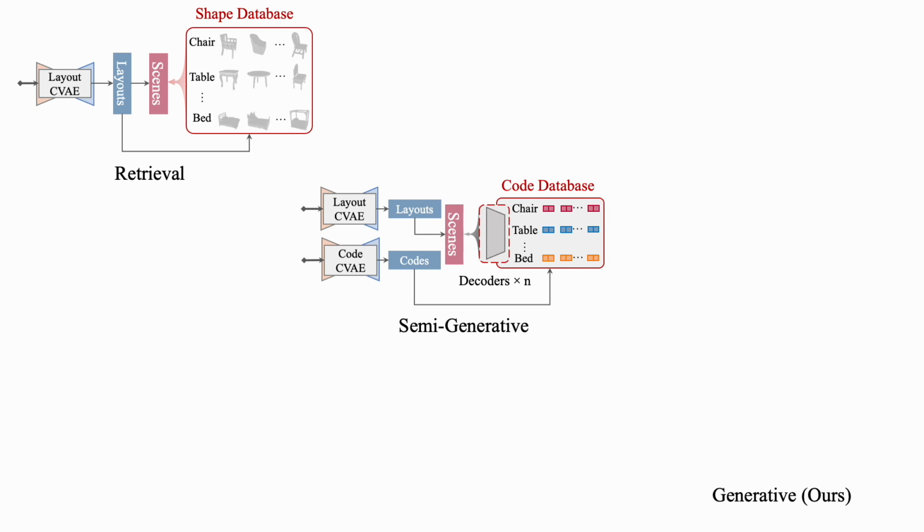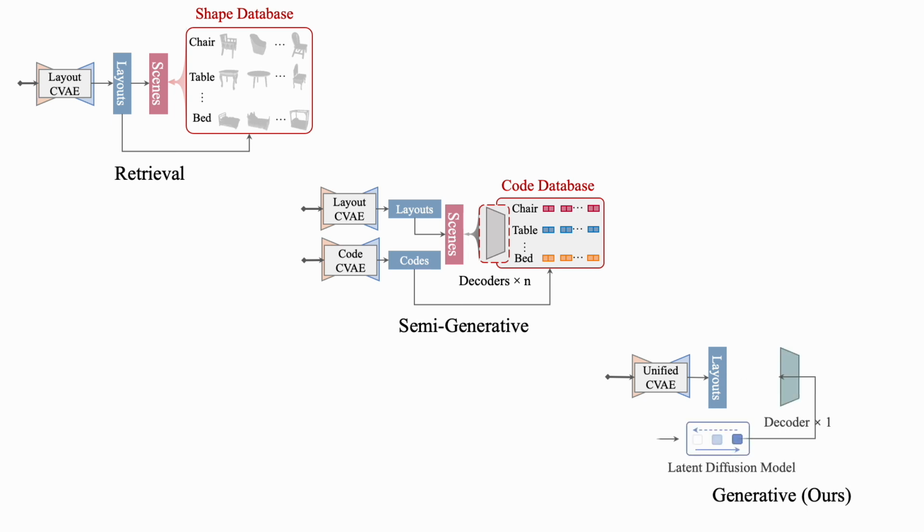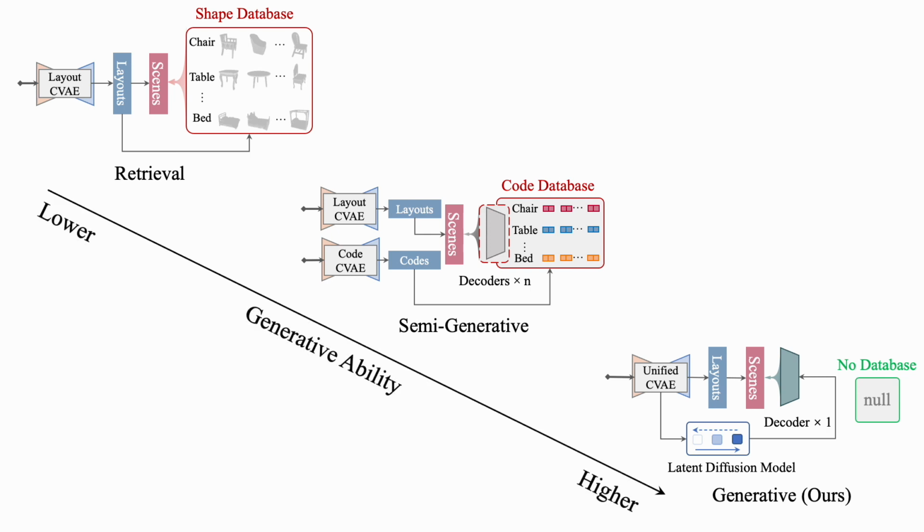In contrast to these two kinds, we utilize a unified network to generate layouts and use a latent diffusion model conditioned on the object relationship. Only one shape decoder is used to generate the CommonSense objects in the scene. And we don't need an extra database as well. Our model can achieve more diverse and consistent results compared with others.